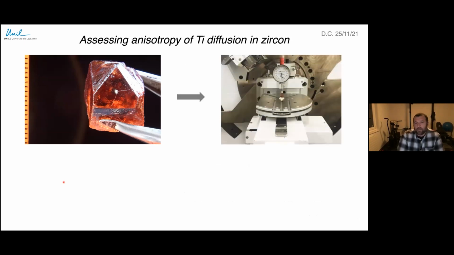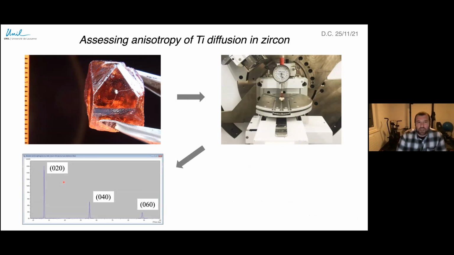Given the main variable we're interested in in this study is anisotropy, the first step was to determine the orientation of these crystals. The way we do this is using single crystal X-ray diffractometry, and this is pretty straightforward. We essentially just take a diffraction pattern from every visible crystal face we see. Once we have enough of these, we can determine the orientation of the entire crystal.